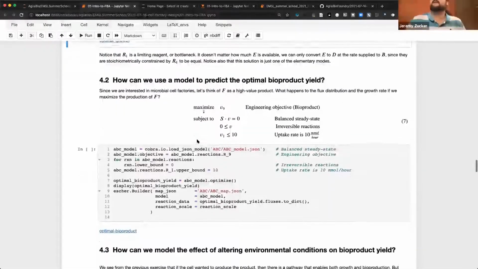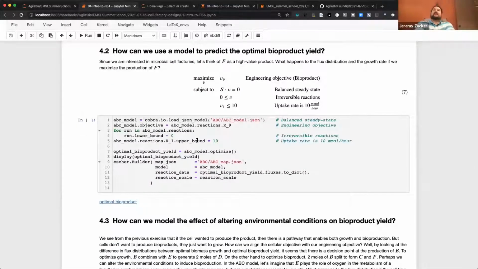Okay. So the next question is, how can we use a model to predict the optimal bioproduct yield? Since we're interested in microbial cell factories, let's think of F as a high value product. So although we called it waste earlier, it was only waste from the perspective of the cell. From our perspective, a microbe's trash is our treasure, right? So what happens to the flux distribution and the growth rate if we maximize the production of F? So now we've swapped out V8 here. Now we've replaced it with V9, but everything else is exactly the same.